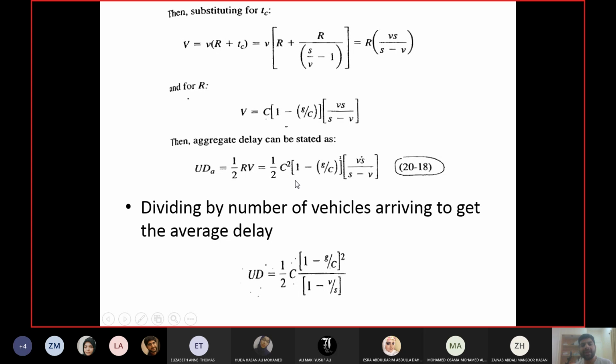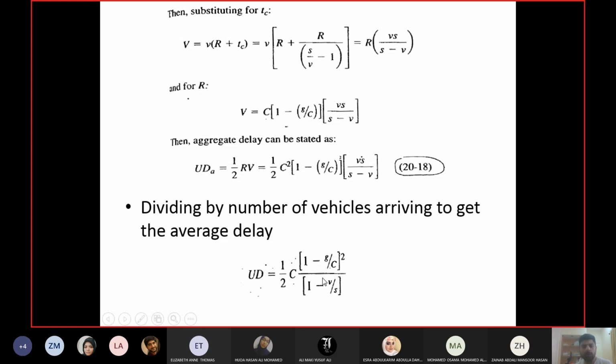Now if you want to calculate average delay, then you will divide this equation with the number of vehicles in the queue. When you divide this equation with the number of vehicles in the queue, you will get this. So this is the equation for average delay, seconds per vehicle, and this is the equation for uniform delay, total delay, and this is average delay per vehicle.